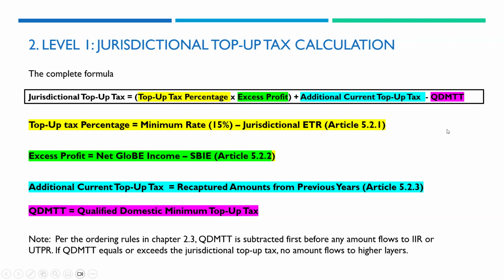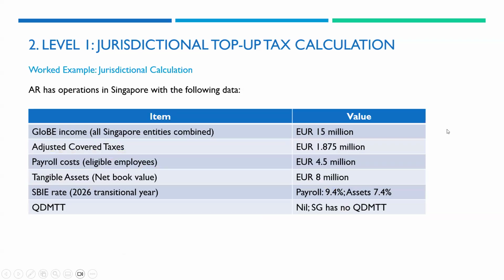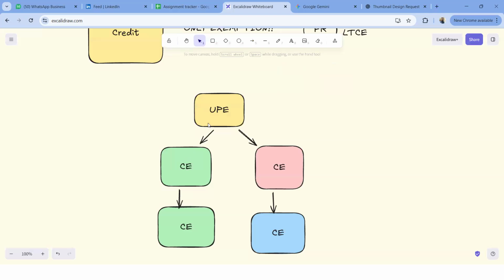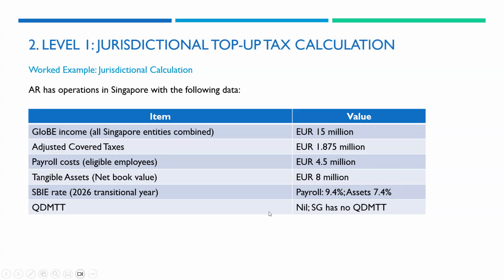This is the jurisdictional top-up. Okay, let's do a question. So let's say that AR has operations in Singapore. Okay, and in Singapore, they have given the GloBE income. Now, how to calculate this? This is all chapter 3. They have given the GloBE income. This is the starting point. And they have given adjusted covered taxes also, payroll cost and tangible assets, and SBIE rate. So let's do this question together so that you will understand how top-up tax is calculated on the jurisdiction. So again, a little refresh. First thing is we are doing the jurisdictional top-up tax calculation.